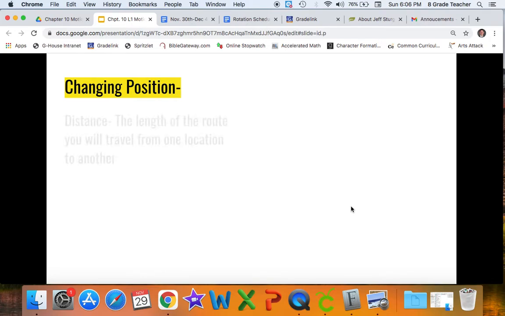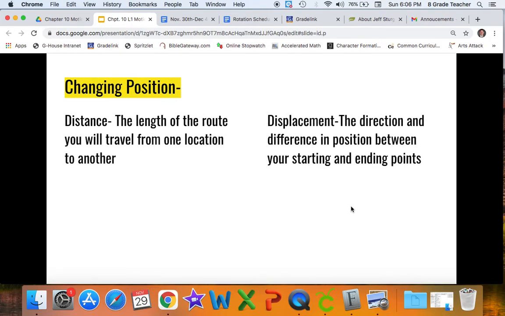Changing position, distance, and displacement. Let's find the difference between these two. Suppose you are to meet your friends at the park in 5 minutes. Can you get there in time by walking, or should you ride your bike? To help you decide, you need to know the distance you will travel to get to the park. This distance is the length of the route you will travel from your house to the park. Suppose the distance you traveled from your house to the park was 200 meters. When you get to the park, how will you describe your location? How could you say that your location was 200 meters from your house?